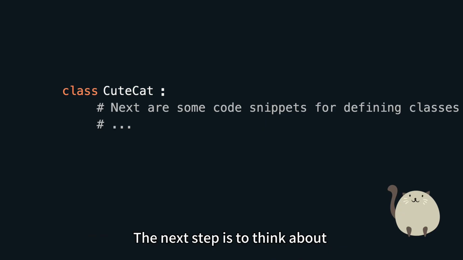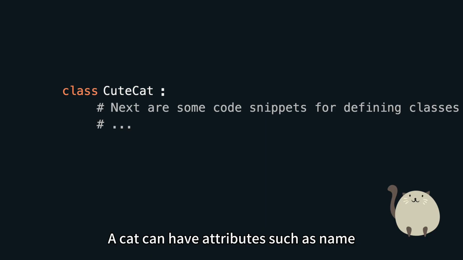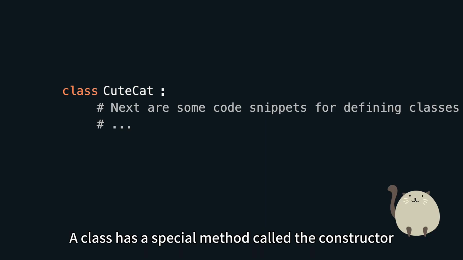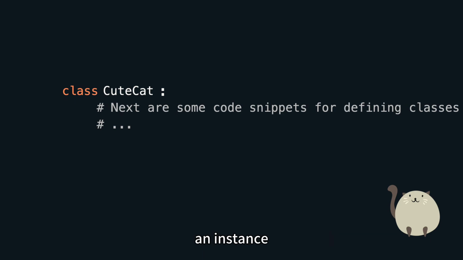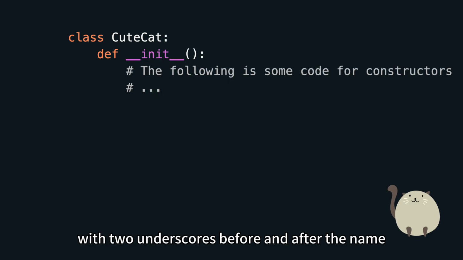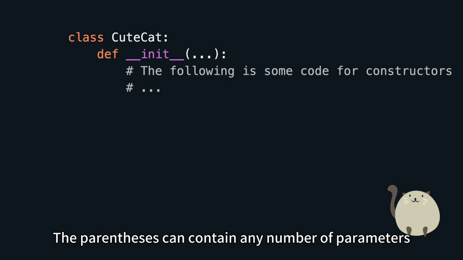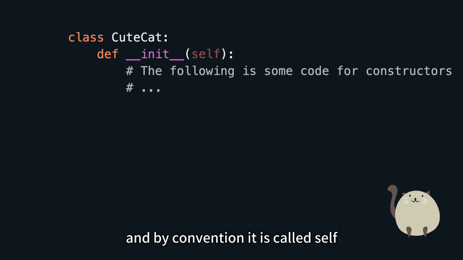The next step is to think about what attributes objects of this class should have. A cat can have attributes such as name, age, and coat color. A class has a special method called the constructor, whose main purpose is to define the attributes of an instance. It must be named __init__, with 2 underscores before and after the name. The parentheses can contain any number of parameters, but the first parameter is always reserved to represent the object itself. And by convention, it is called self. It allows you to bind attribute values to the instance object.